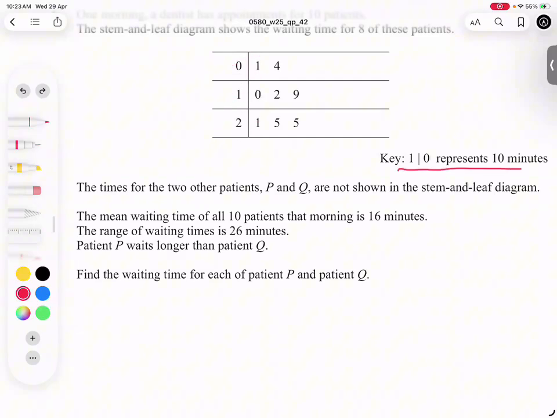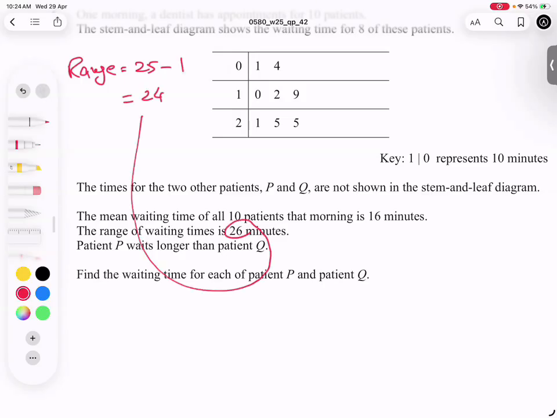And what is mentioned here? So the times of the 2 other patients, P and Q, are not shown in the stem and leaf diagram. And the mean time of all 10 is 16. Clear. So the range is 26. For the range formula, students, range is the highest value, which is 25, minus this 1. So we are getting a range of 24. But according to the question, he said the range is 26.